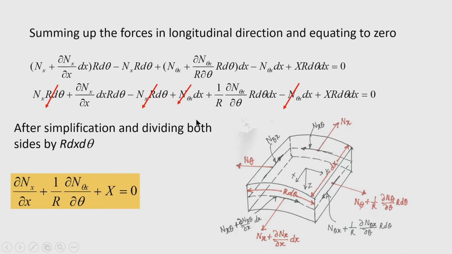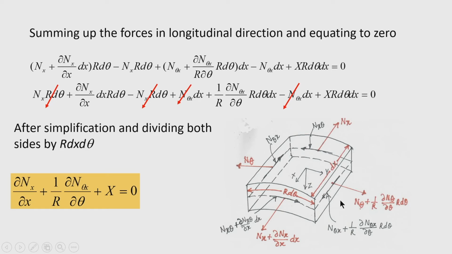So, if I take this direction as the positive direction of the x axis, then n x plus del n x by del x into d x into r d theta, because the length is r d theta over which it is acting. So, it is multiplied by r d theta. On the opposite edges, the force is n x. So, it is n x into r d theta, but the direction is opposite. So, therefore, negative sign is given.